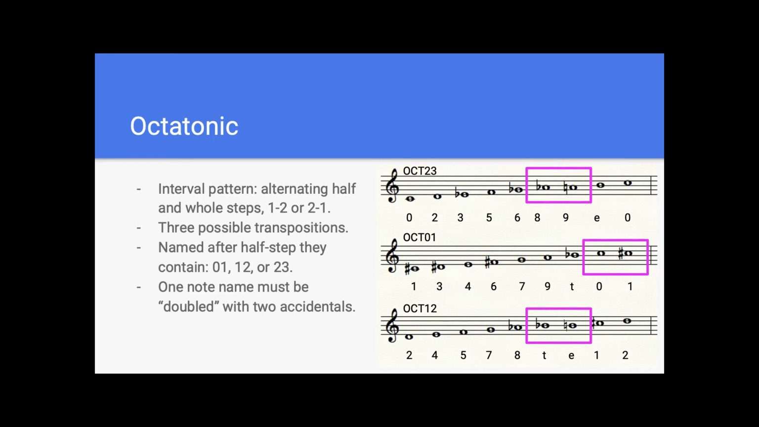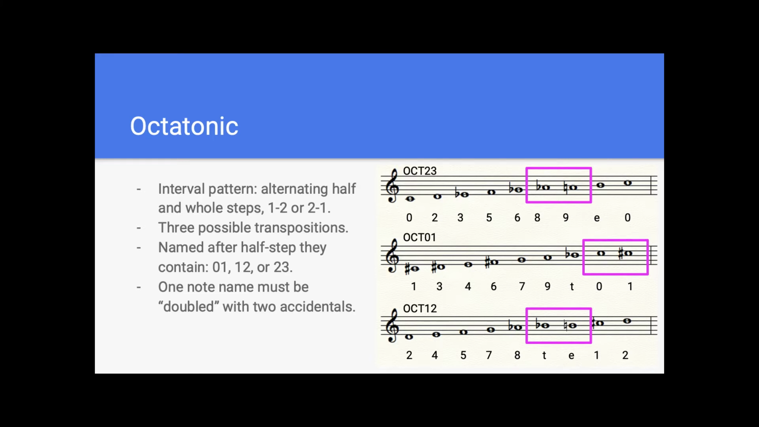Pause the video and think about this. How many diminished triads can you build from an octatonic collection? If you noticed that you can build a diminished triad on every single scale degree of this scale, then you can see where it gets its name.